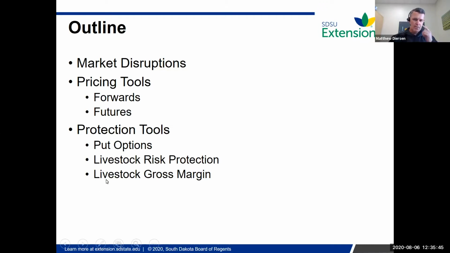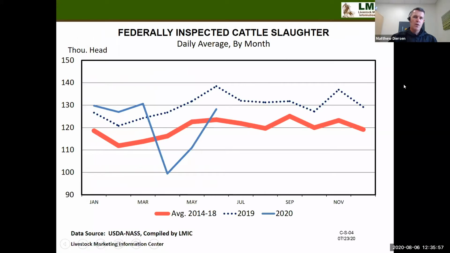So we'll start by taking just a broad view of what's happened to the markets and what things look like. So when COVID hit, that took federally inspected cattle slaughter way down compared to normal and way down compared to a year ago. Cattle just flat out were not being processed.